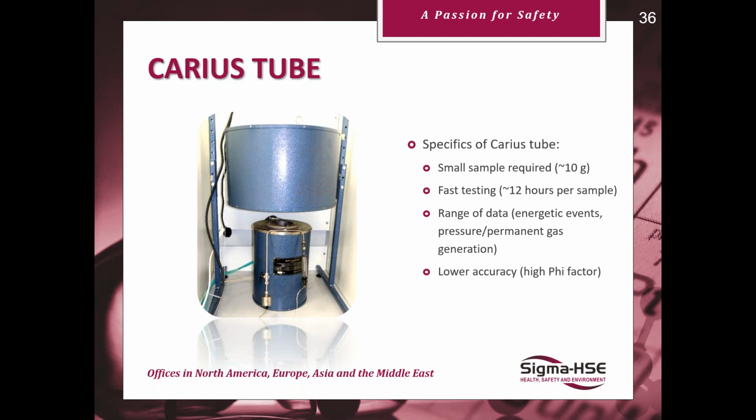It will give you a good range of data, your energetic events, your exotherms, and also in this case, which is why we do this alongside the DSC, we get our pressure values, and we can also infer from the data the points of where your permanent gas generation is. We can link that up with any exotherms that we see at the same time. Again, this is a high phi factor test, which is why it's part of our thermal stability and screening section.